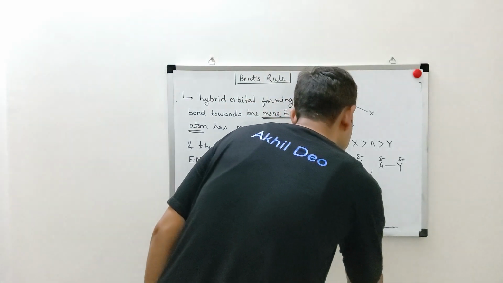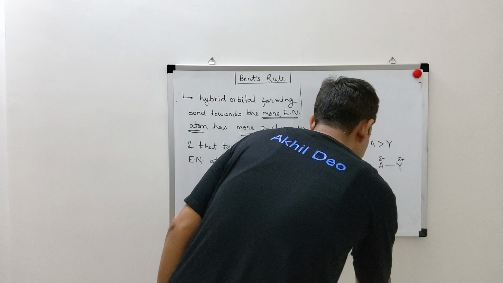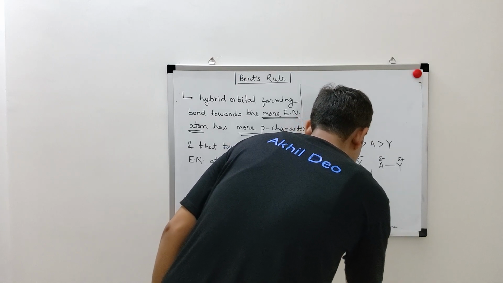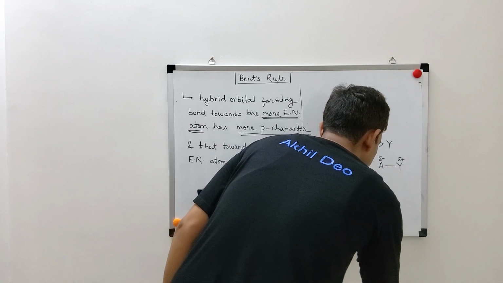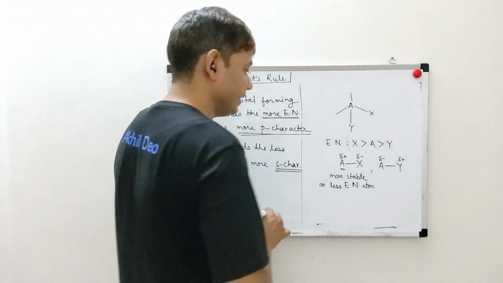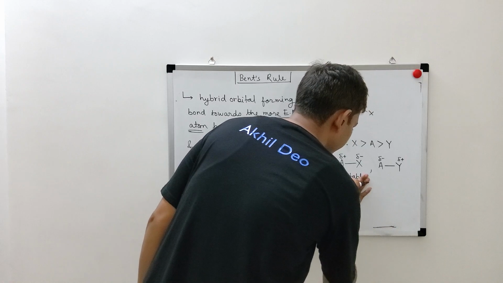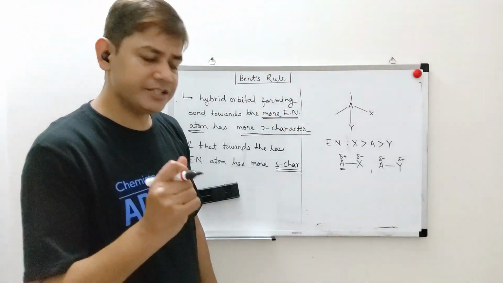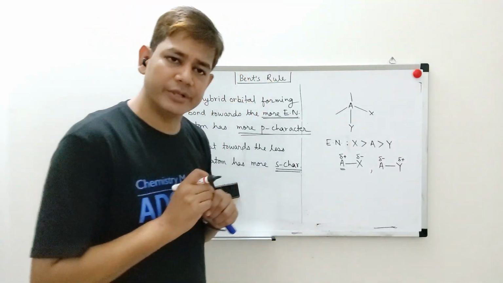So we'll write this point: positive charge is more stable on a less electronegative atom. Therefore, this atom will try to have a hybridization in which it has lower electronegativity.